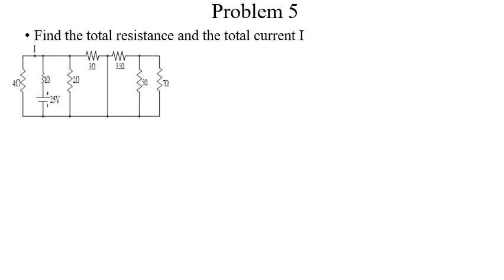Okay, so now let us solve problem 5. Problem 5 says find the total resistance and the total current in the circuit below. So this is the circuit that is given to us over here.